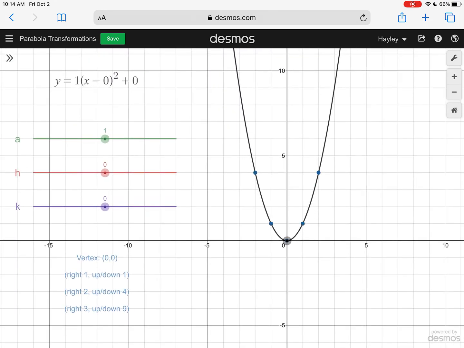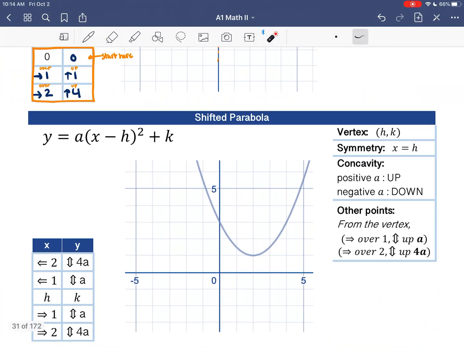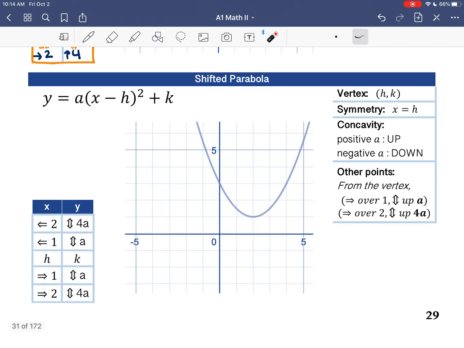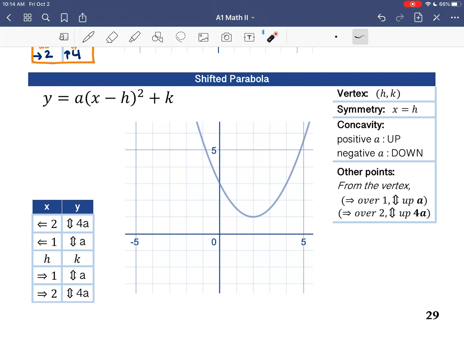Hopefully this will shed some light on what we're about to do. Basically, we're just changing the standard parabola to be a little bit different. So we're moving the vertex, and then we're maybe stretching it or squishing it. Yes, I like the word squish better than compress. Don't ask me why.